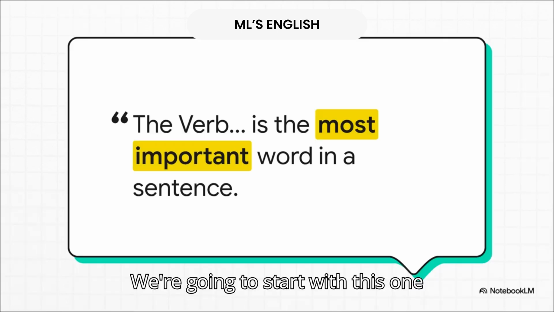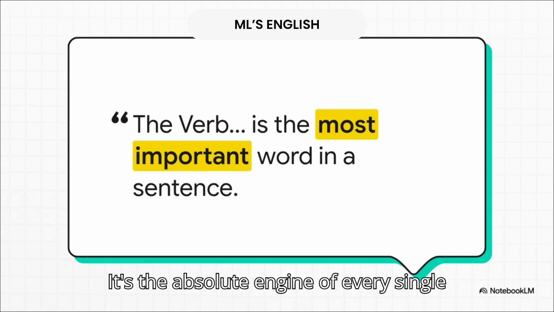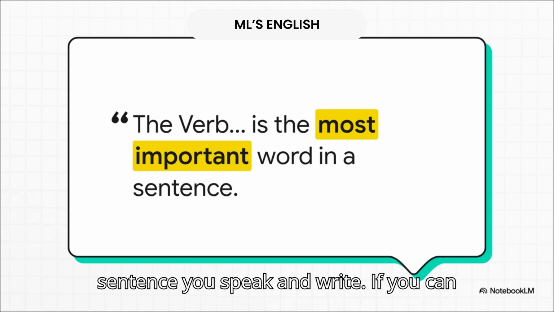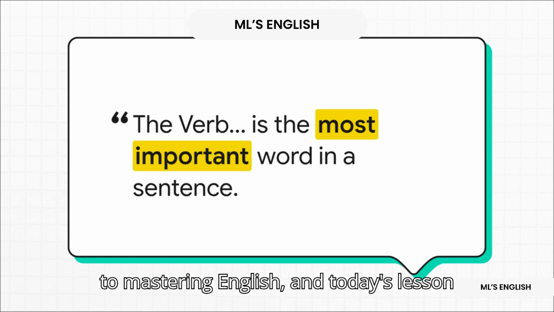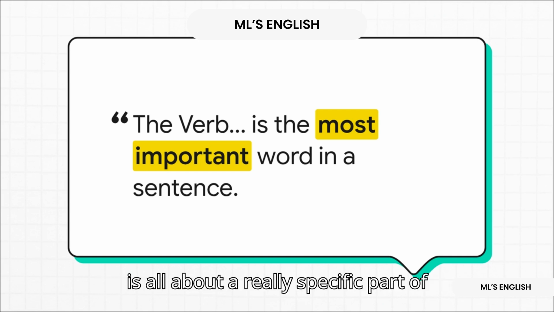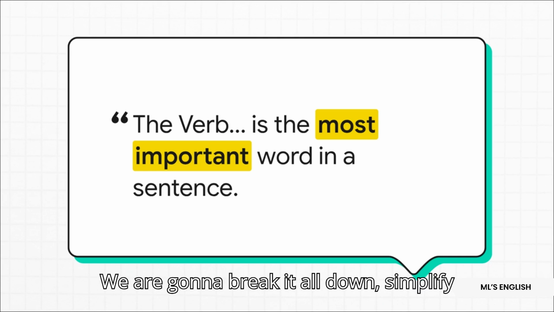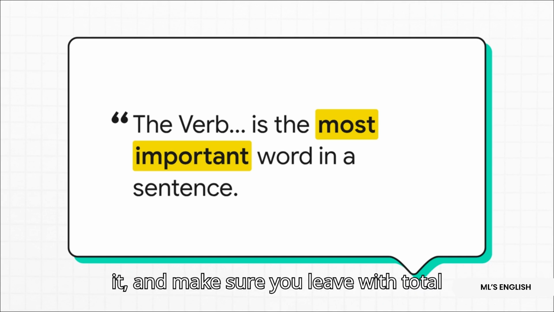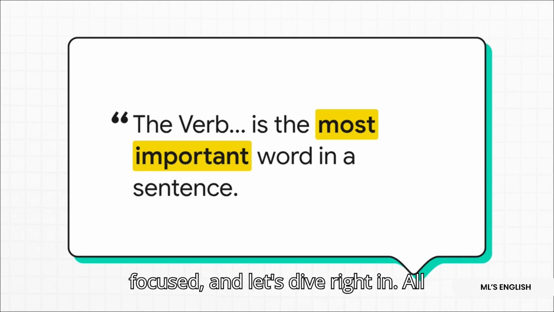We're going to start with this one powerful idea. Think about it. The verb. It's the absolute engine of every single sentence you speak and write. If you can master the verb, you are well on your way to mastering English. And today's lesson is all about a really specific part of that, transitive and intransitive verbs. We are going to break it all down, simplify it, and make sure you leave with total confidence. So grab your notebook, stay focused, and let's dive right in.